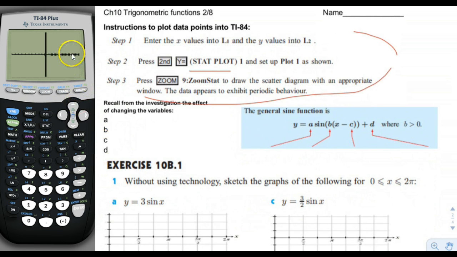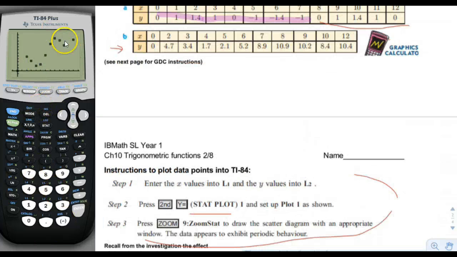And then I need to zoom in a little bit because you can't really see it, so I'm going to do zoom and zoom stat, which is option 9. Enter. Oh, and there we go. Okay. Now, let's see. Does that look periodic? It looks kind of okay up to here, but then this doesn't. So no, that doesn't look periodic to me.